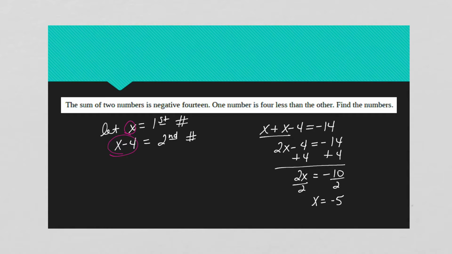Now there's my first number. So my second number is going to be negative 5 minus 4, which equals negative 9. So my two numbers that I'm looking for are negative 5 and negative 9. There we go.